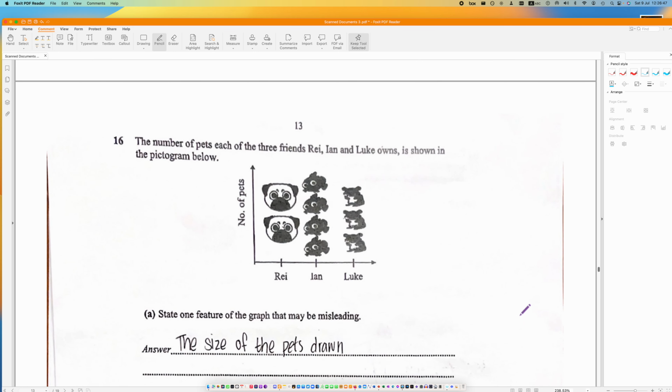What is misleading about this? The size of the animals drawn, the pets drawn, is not the same size. It's not aligned correctly. So I didn't write the alignment, because they only ask for one feature. You see the 2 and the 3 reach the same. Yes, because they're not the same size and they're not aligned correctly. But they only ask for one feature.